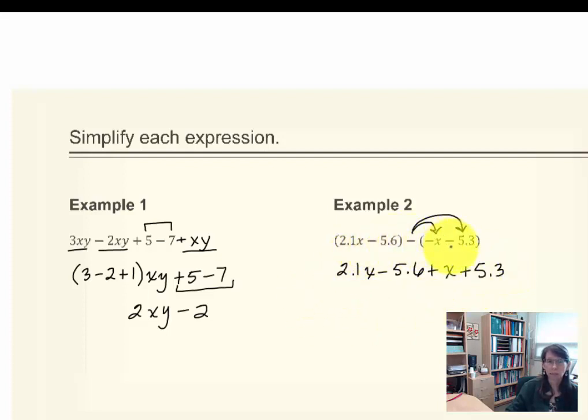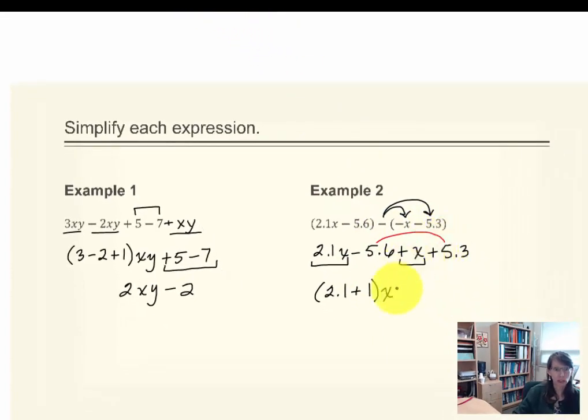Now that we have eliminated the parentheses, we can identify if there are any like terms. I have a variable term with x. Here's another variable term with x. Since those are like terms, I'm combining the coefficients of 2.1 and positive 1. So remember, when you don't see a number in front of the variable, really, there is a 1. So I'm adding 1. That common variable was x. And then I'm going to combine my constant terms. I have a negative 5.6 and a positive 5.3.